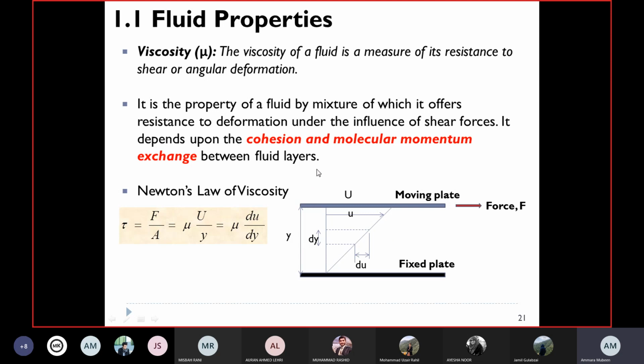Okay, so this is how viscosity can be defined, and we'll be discussing this property in many of the fluid flow phenomena. So it is the basic parameter of fluid flow. Okay, so many equations depend upon this basic property of flow.